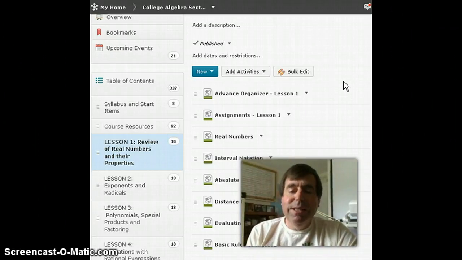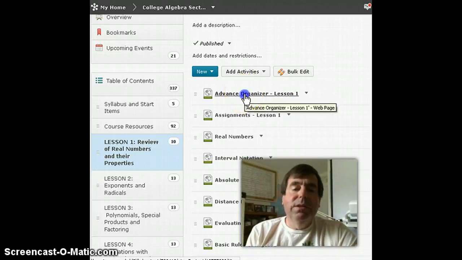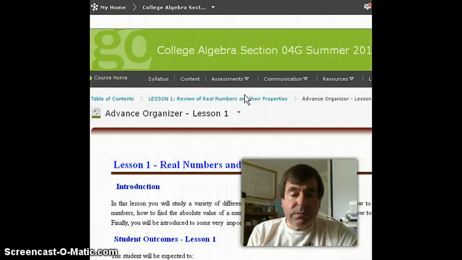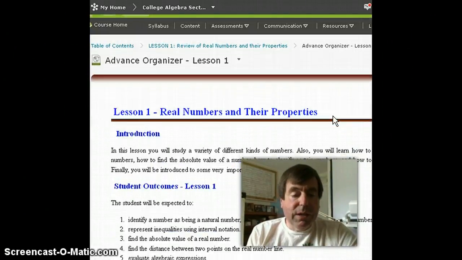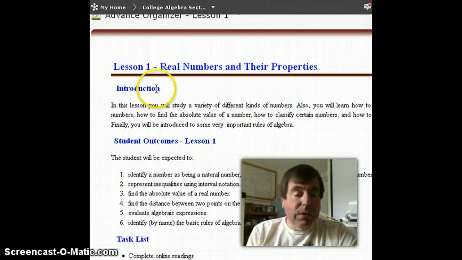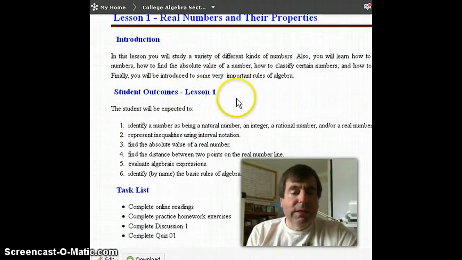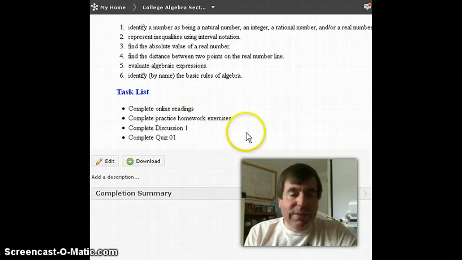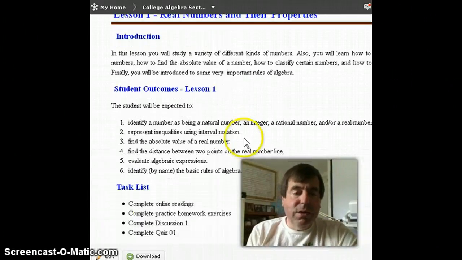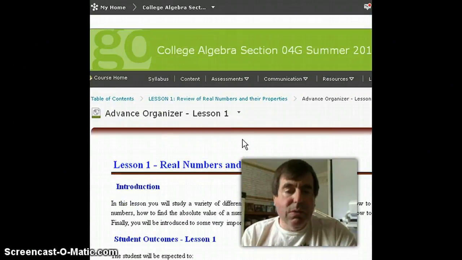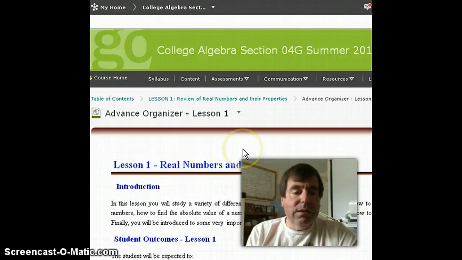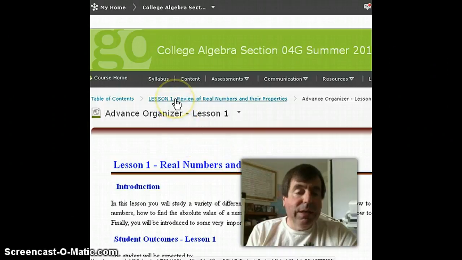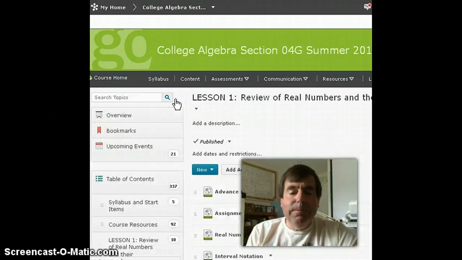So let's just say I looked at my calendar, and yesterday, June the 2nd, was the first day for lesson one. So I'll go over here, and the first thing I want to notice is this advanced organizer. In the advanced organizer, I'm looking through here, and it tells me my introduction has a good wording of that, talks about the student outcomes, what my goals are, and what the tasks are. That is so clear, and it's easy to know. There's no mystery about it. And of course, I don't like mystery math. That's not a good thing. And there you go. So there's your advanced organizer. Now I could click on this link right here, lesson one, and get back to that list.